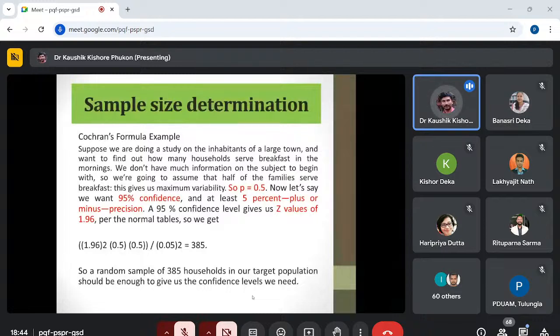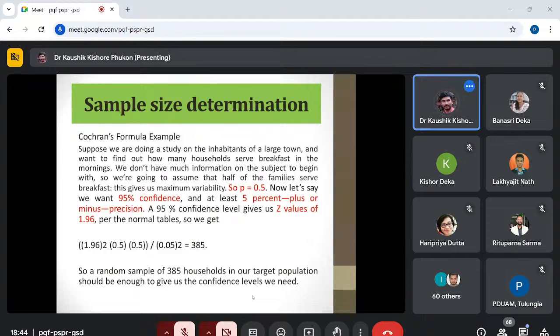Suppose we are doing a study on the inhabitants of a large town and want to find out how many households serve breakfast in the mornings. We don't have much information on the subject to begin with. So we are going to assume that half of the families serve breakfast. We will just assume. This gives us maximum variability. So P is equal to 0.5. Now let's say we want 95% confidence and at least plus minus 5% precision. A 95% confidence level gives us a Z value of 1.96 per the normal table.